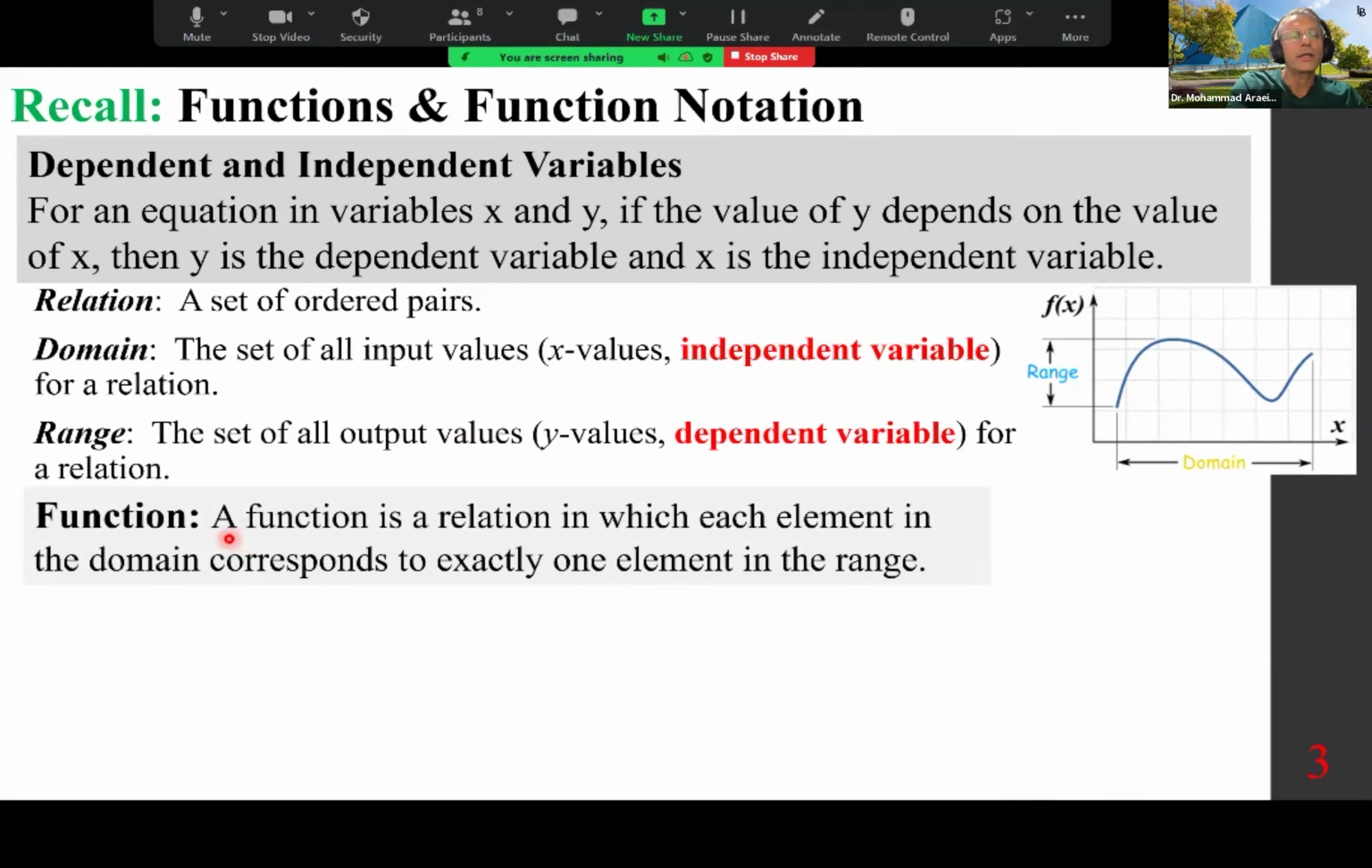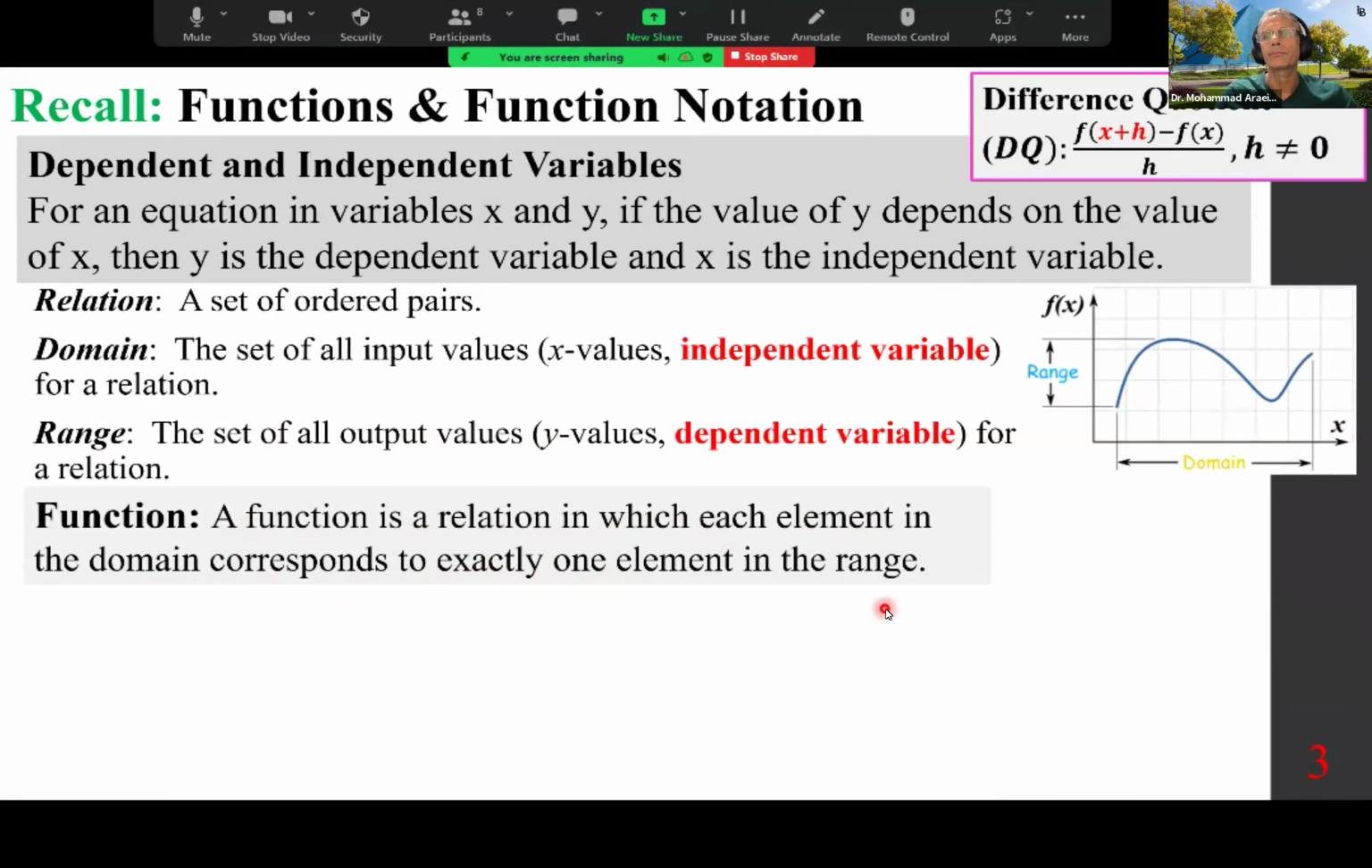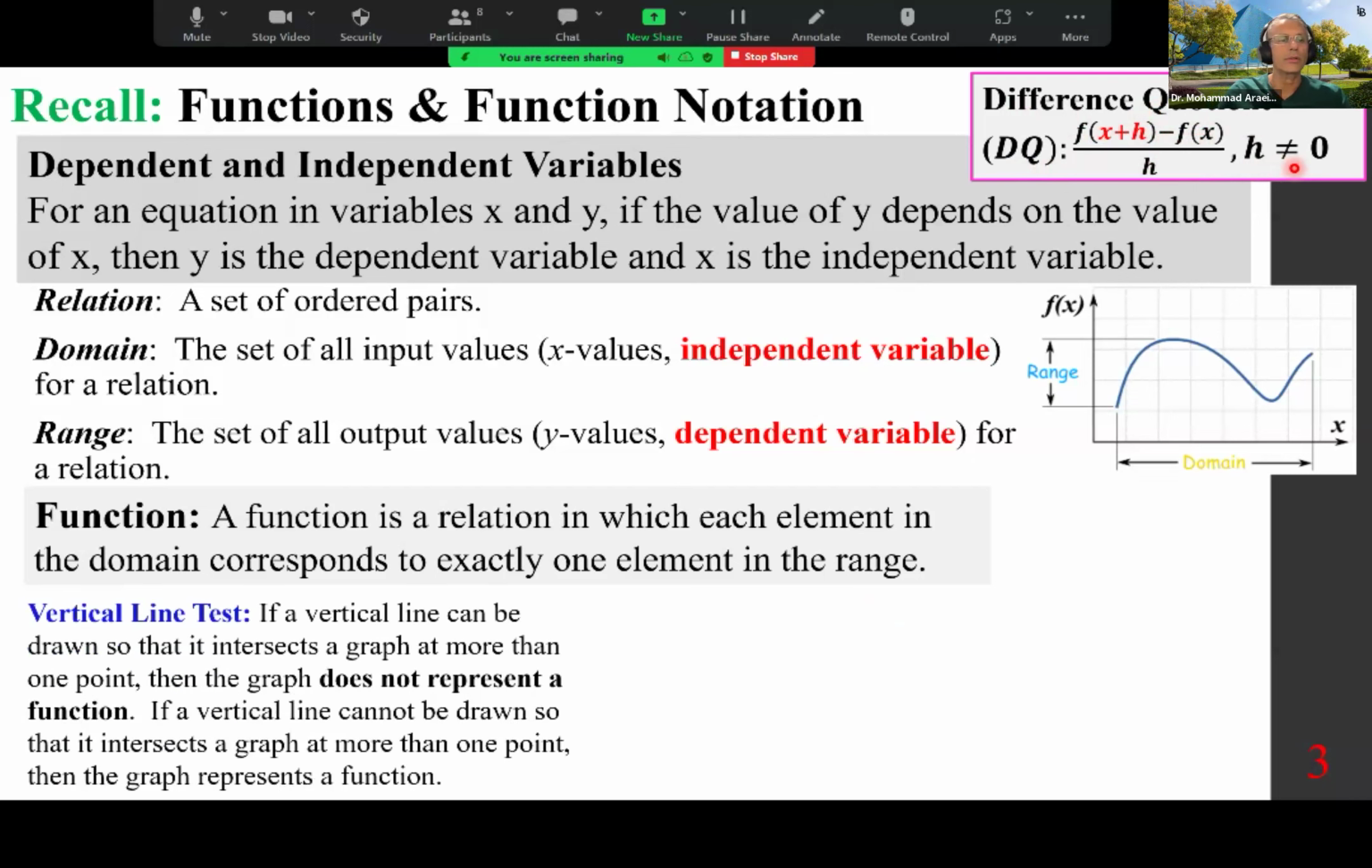A function is a relation in which each element in the domain corresponds to exactly one element in the range. Reminding you of the difference quotient and its definition: f of x plus h minus f of x over h, where h can't be zero. Use the vertical line test for a function. If a vertical line can be drawn so that it intersects the graph at more than one point, then the graph does not represent a function.